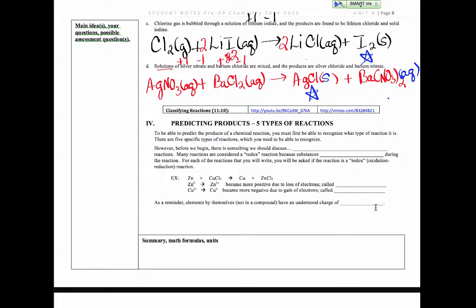Okay, so that gives us an introduction, a review of balancing, a review of naming, and an introduction into how to write chemical reactions.